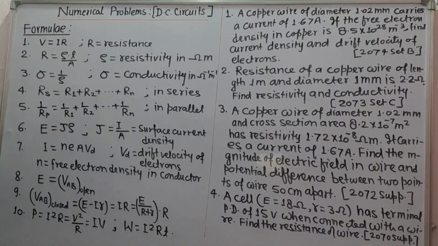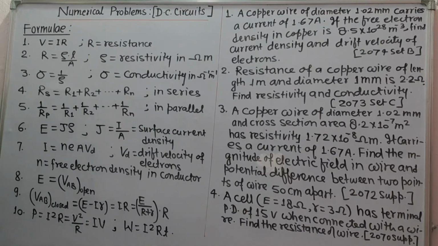Electric current is related with drift velocity of electron according to the relation I is equal to n e A into Vd, where n is free electron concentration, that is number of free electrons per unit volume, e is electronic charge, A is cross section area.